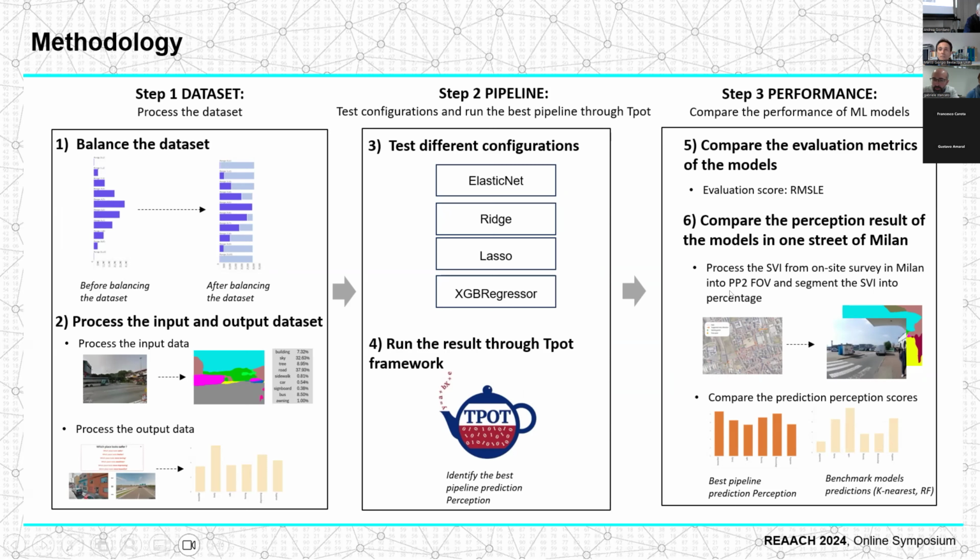The third step implied comparing the best option with more traditional algorithms such as k-nearest neighbors.